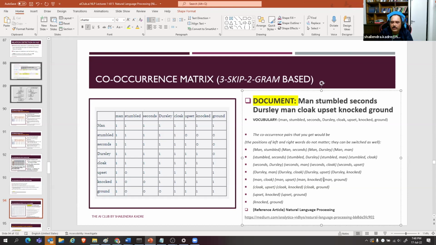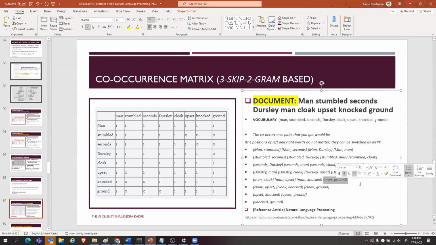See here, man and ground you have. So you have to derive all kinds of relationships. See, you have man and ground here. Man and ground is there.